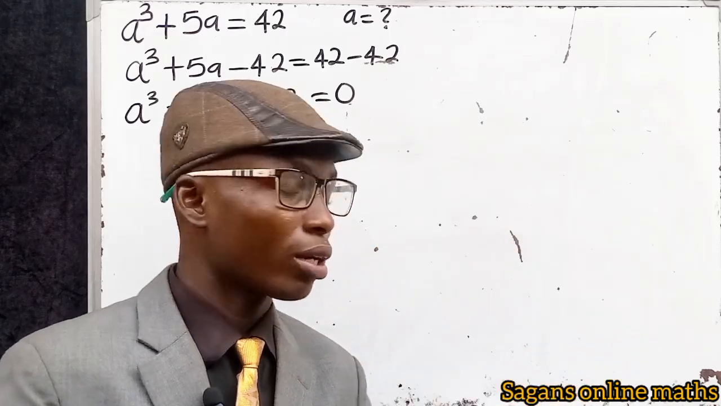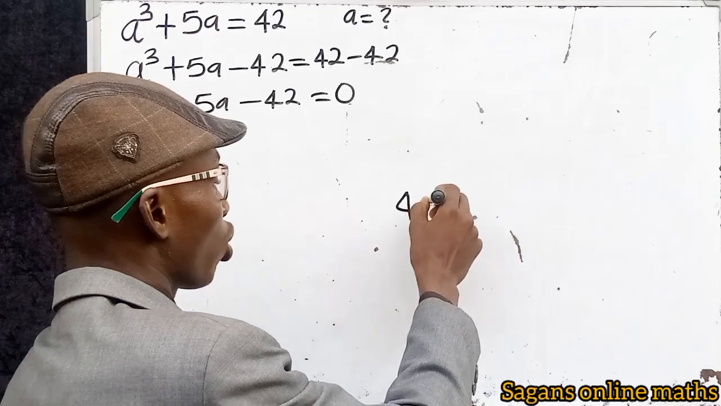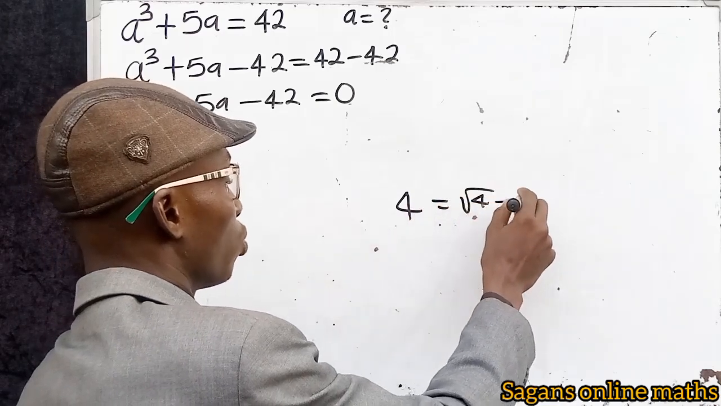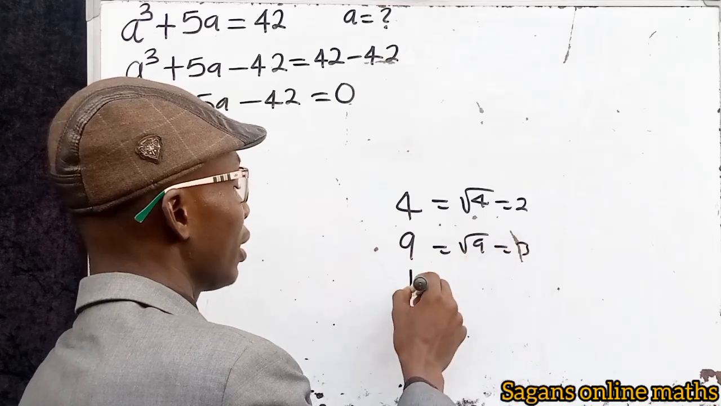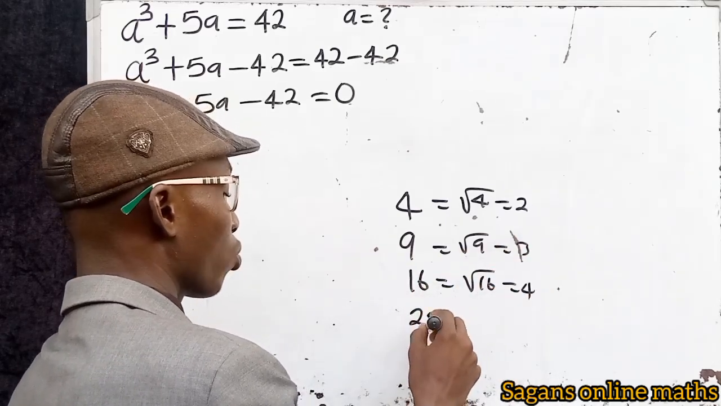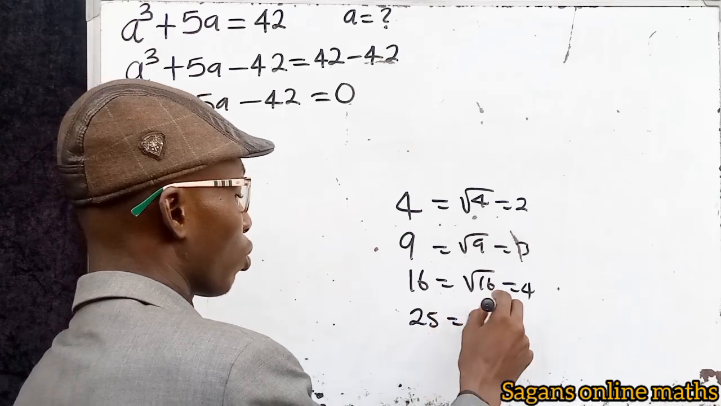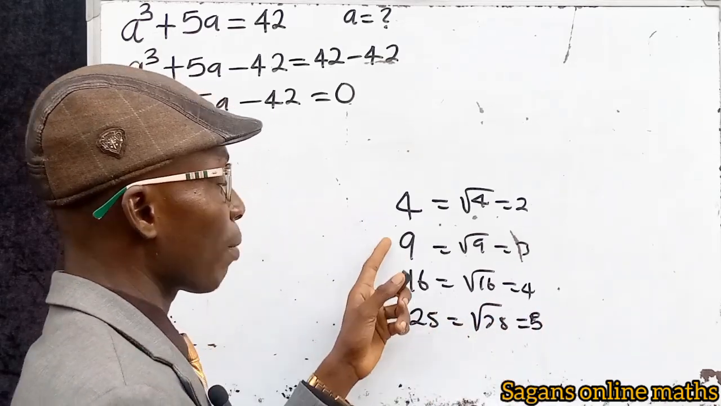Remember that perfect square. Look at 4, it is a perfect square. Why is it that 4 is a perfect square? 4 is a perfect square because the square root of 4 gives us 2. 9 is a perfect square because the square root of 9 gives us 3. 16 is a perfect square because the square root of 16 gives us 4. 25 is a perfect square because the square root of 25 gives us 5. So these are perfect squares.